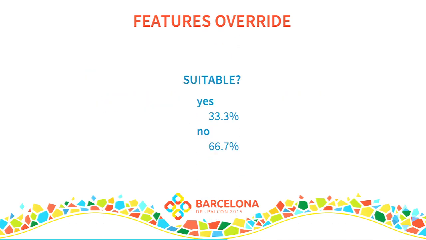I asked my team, is it suitable to build a distribution? And most people said, okay, no, it's not, because there's no way of overriding features overrides. That's also what Mike Parra says. He had a similar problem. They used Panoply, which was built on features, to build Open Atrium, which was then using features overrides. And then there was no real way to customize Atrium because there's no such thing as an alter hook.